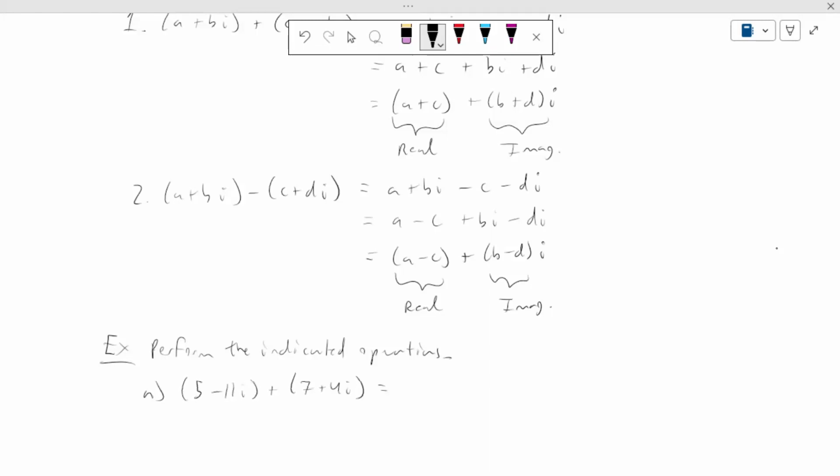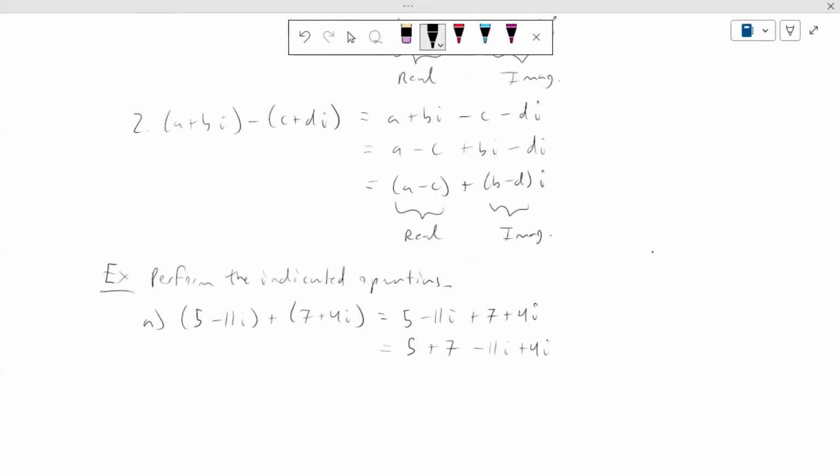Okay. So we can drop all the parentheses because of associativity. So we have 5 minus 11i plus 7 plus 4i. Now we can do commutativity, so this is the same thing as 5 plus 7 minus 11i plus 4i. Now 5 plus 7 is just 12, and I have negative 11 copies of i plus 4 copies of i. So that simplifies to negative 7 copies of i. So we have 12 minus 7i. Any questions on that?